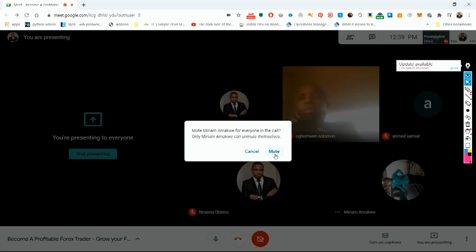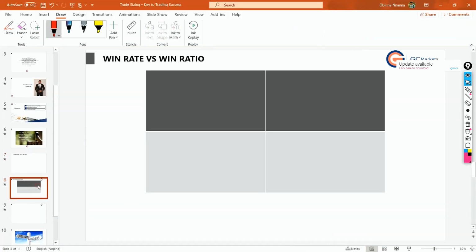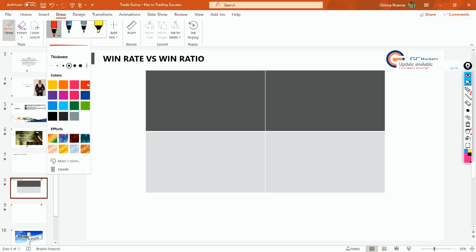On to the next topic, win rate versus win ratio. Now I love this quadrant system because these are basically the four major areas you have in terms of traders, right? The four major areas you have in traders. So this is more or less like a graph. The way I look at it, you have win rates.